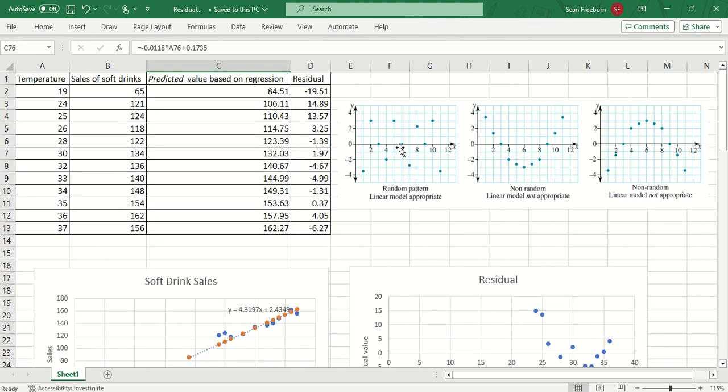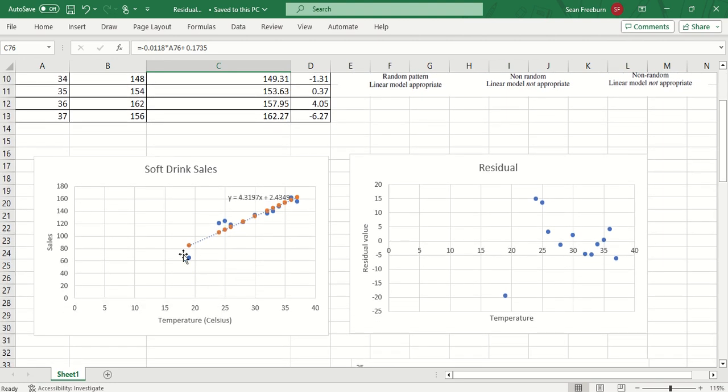So students, this is why a random distribution of dots tells me the linear model is appropriate. Because when I do a line of best fit, I should have half the dots above, half the dots below, and they should be randomly scattered above and below. That's why here they are randomly scattered above and below.